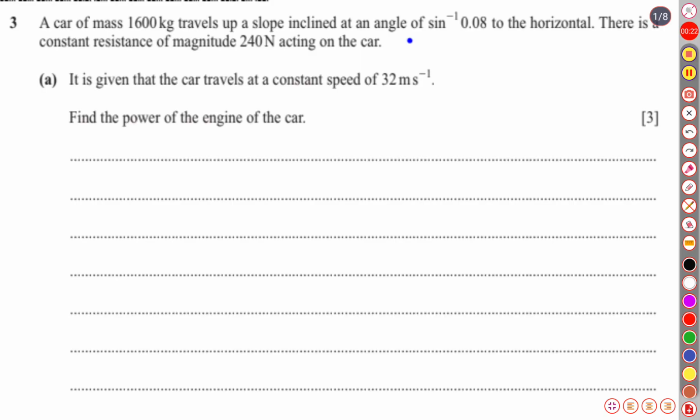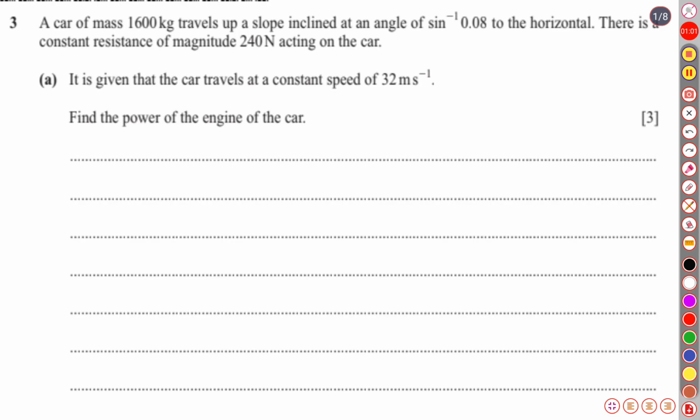Question number 3 says a car of mass 1600 kg travels up a slope inclined at an angle of sine inverse of 0.08 to the horizontal. There is a constant resistance of magnitude 240 Newton acting on the car. It is given that the car travels at a constant speed of 32 meter per second. Find the power of engine of the car. So it's all about acceleration and velocity, and for this we apply the concept of the motion law of Newton.